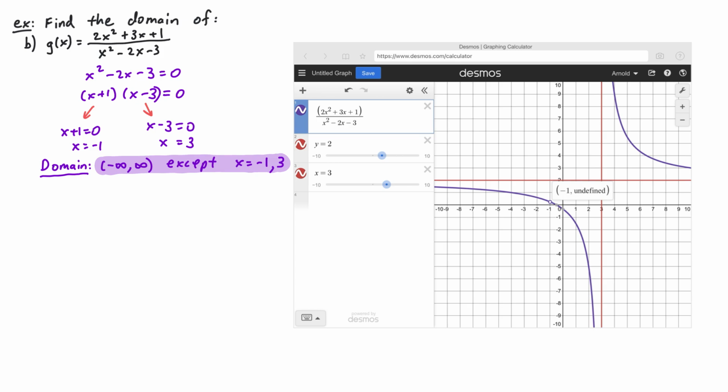So whenever we have an x value that's not part of our domain, and we don't have a vertical asymptote at that x value, what we have instead is called a hole. It's a point that's missing from our curve. And this is something that you might encounter when you work with rational functions. Let's look at one last example.